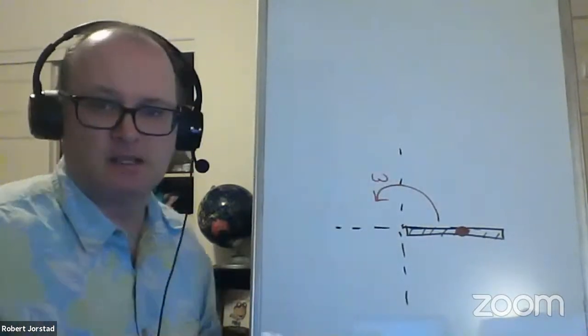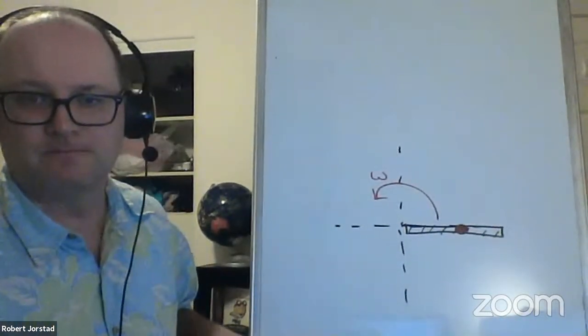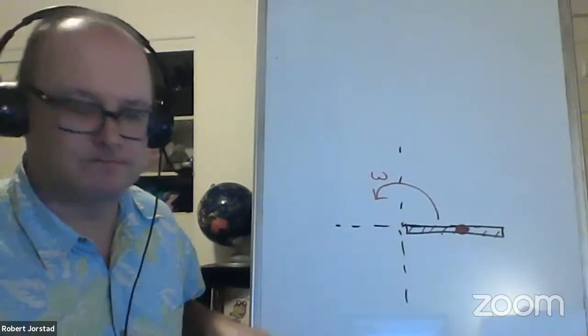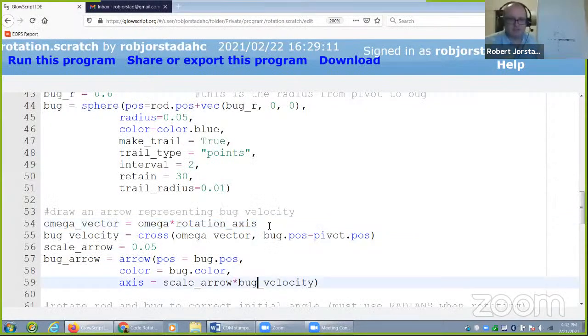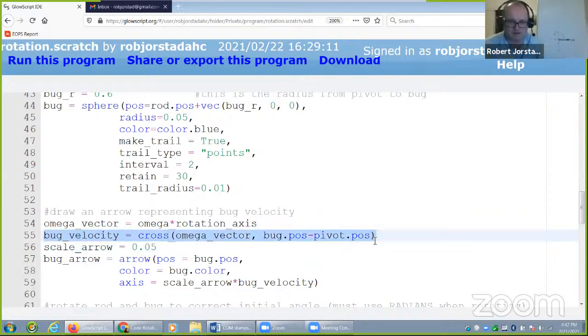All right, let's get back in there. So that's all this is. And now I'm saying that the bug's velocity is this unusual looking cross product. Whoa, let's think this through. This is omega vector cross the bug's position minus the pivot position.